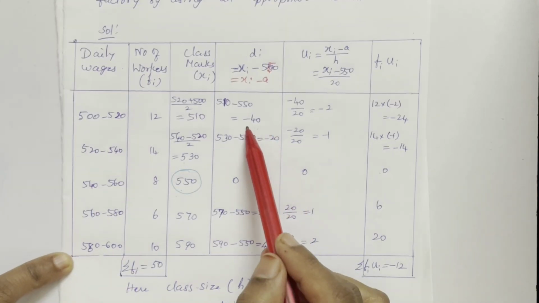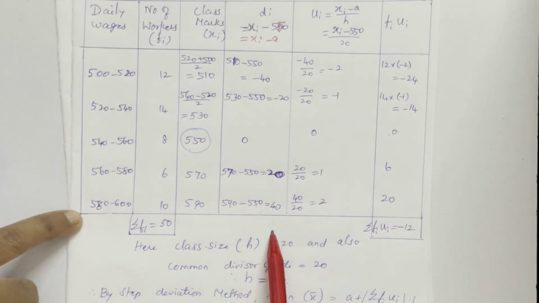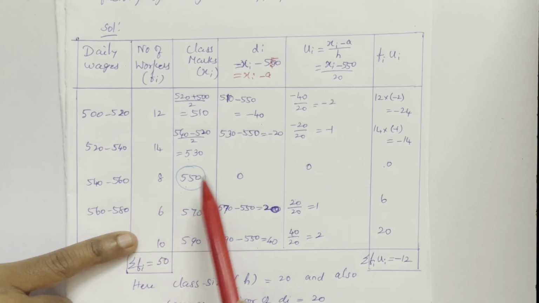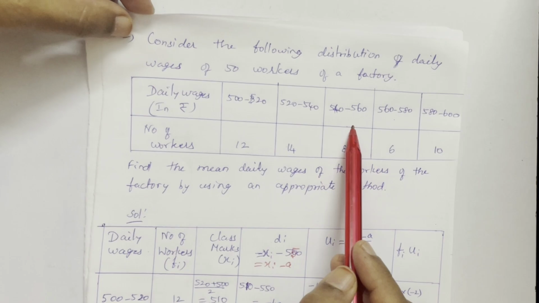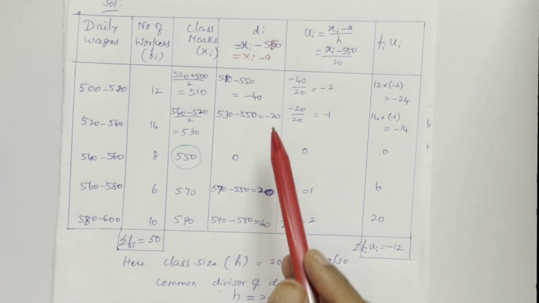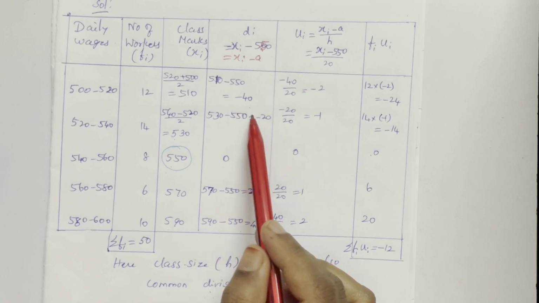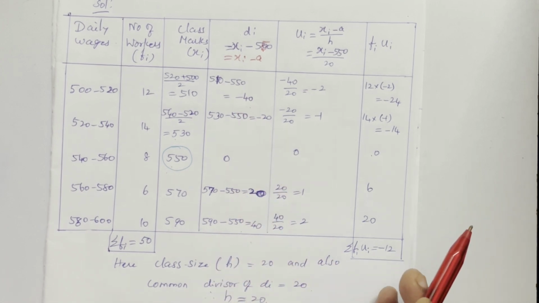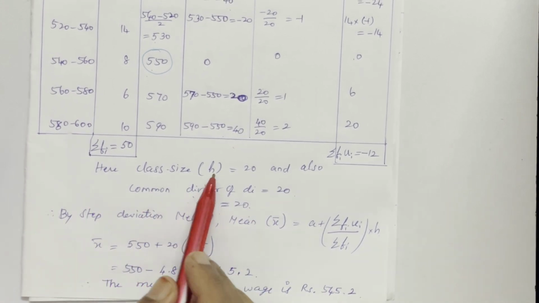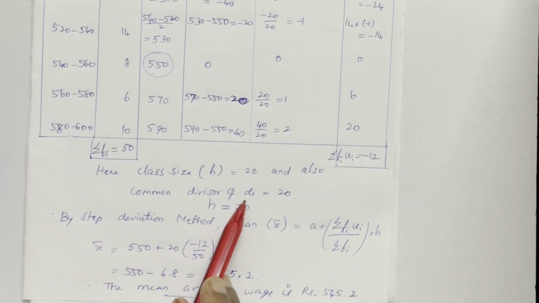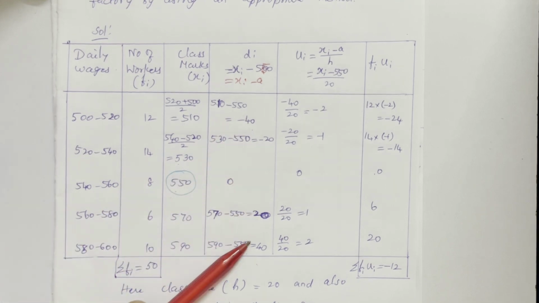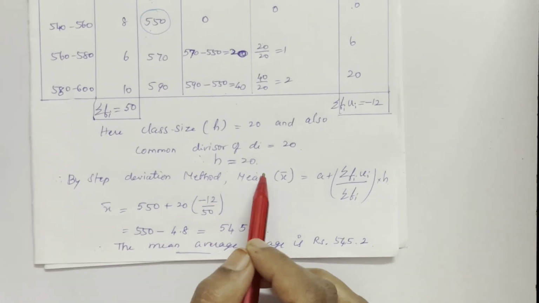See di now: minus 40, minus 20, 0, 20, 40. And fi, we cannot make any changes in fi, but we can reduce this di. Already we have seen height equals 20 from the class size. Here also these di numbers are divisible by 20. Here the class size, height equals 20, and also the common divisor of di is 20. So we have chosen height equal to 20.